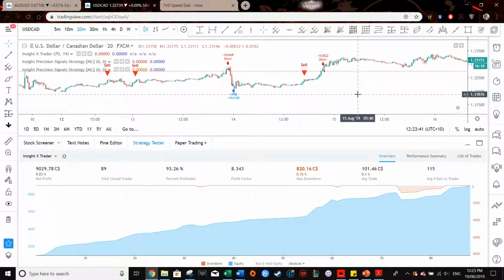Okay, so in this case, there's 89 trades, 93.2% of them won with a profit factor of 8.3. So basically, whatever you lost, you made 8.3 times more than what you lost. It's more advanced than this, okay, this is just very basic.